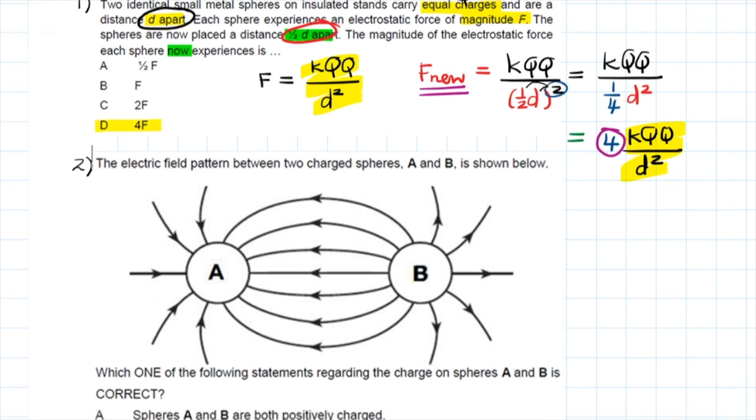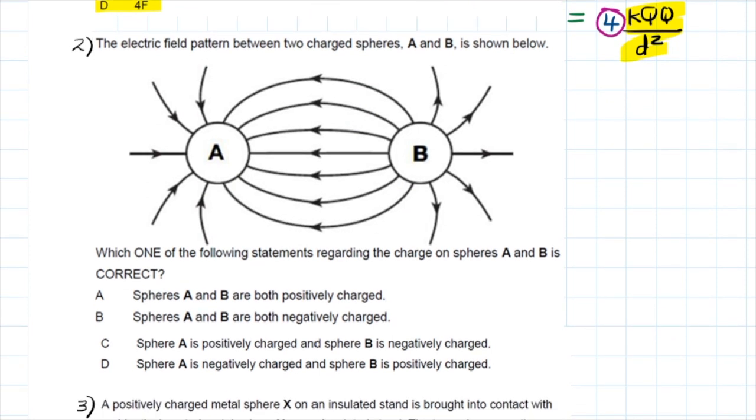Let's move on to question number 2. Question 2 says, the electric field pattern between two charged spheres A and B is shown below. Which one of the following statements regarding the charge on sphere A and B is correct? A, A and B are both positively charged. B, A and B are both negatively charged. C, A is positively charged and B is negatively charged. Or D, A is negatively charged and B is positively charged.